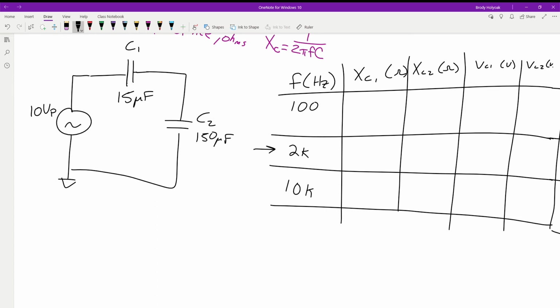Now, the first thing we have to do is solve for the reactances of each of the capacitors at each frequency. Yes? Yeah, 2,000 cycles per second, yes. Yeah, so we'll have a positive peak and a negative peak, and that's going to happen 2,000 times a second.